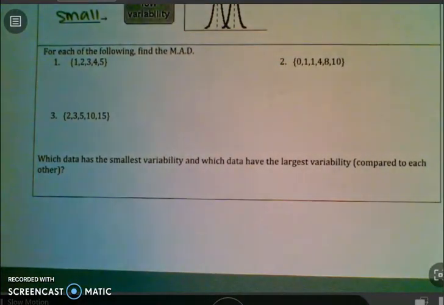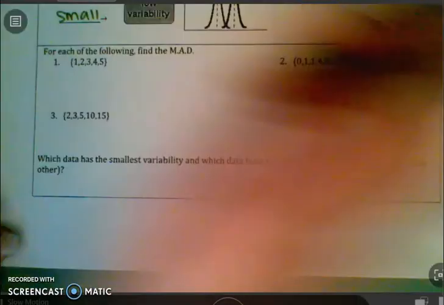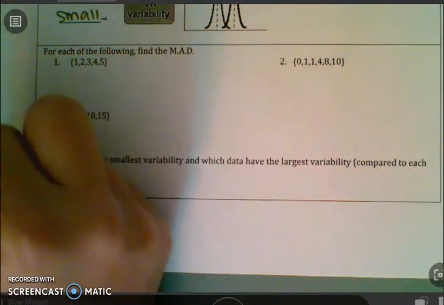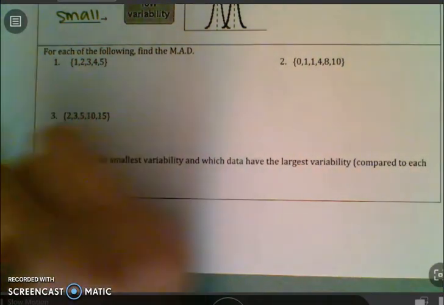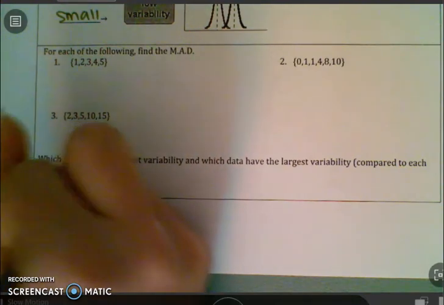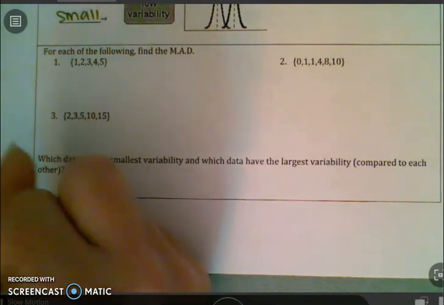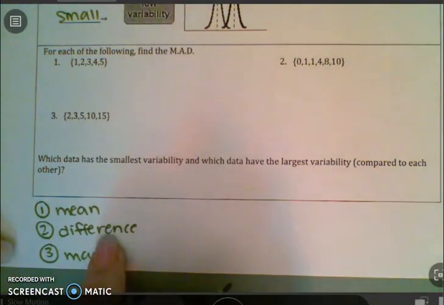Okay, for each of the following, find the MAD, which data has the smallest variability and which data has the largest compared to each other. So go ahead and pause this video. When you are done, unpause it and check your answers. So remember, your first step is to find the mean. Your second step is to find the difference. And your third step is to find the MAD, which is the mean from step number 2.